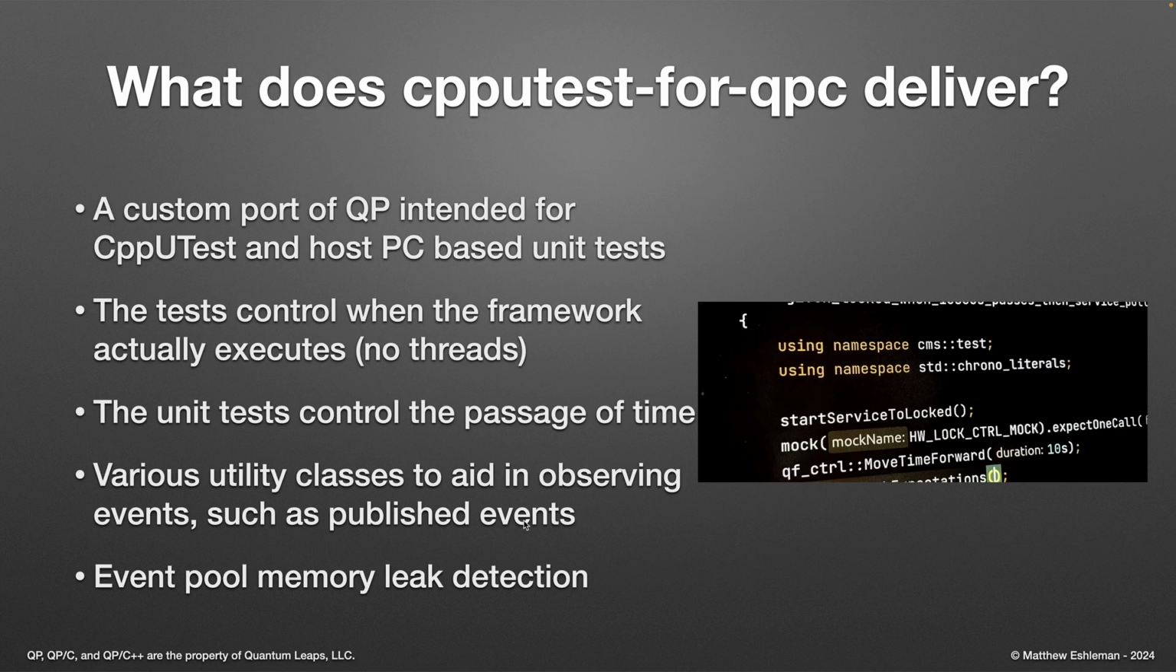We also have to deal with the passage of time, specifically for QP's timers. So we have a way to move time forward, which we'll see. And then there are utility classes. There's a dummy active object that allows for interacting as if there were other active objects to interact with. And there's a published event recorder that allows us to record any events published by our active object under test, to then inspect those events to make sure that we publish the events we expected it to publish.